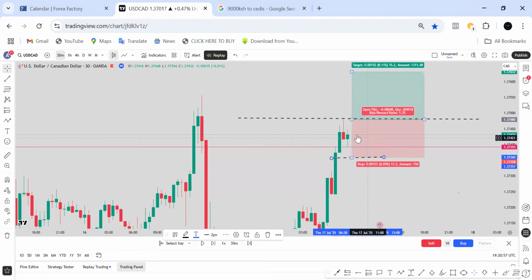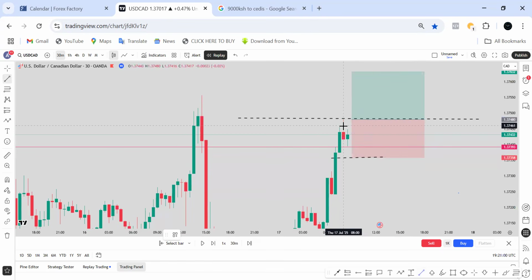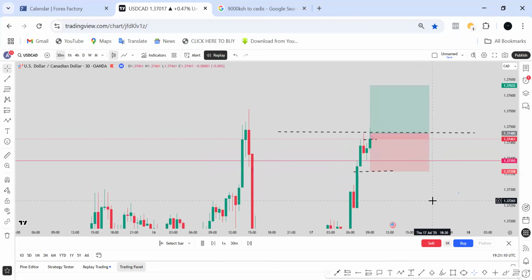The moment the candle breaks the tip of this one, this is where I'm going to be taking my trade, because now there was a bullish candle giving me confirmation. So I'll take my trade. You get it? So this is where I'll be taking my trade.